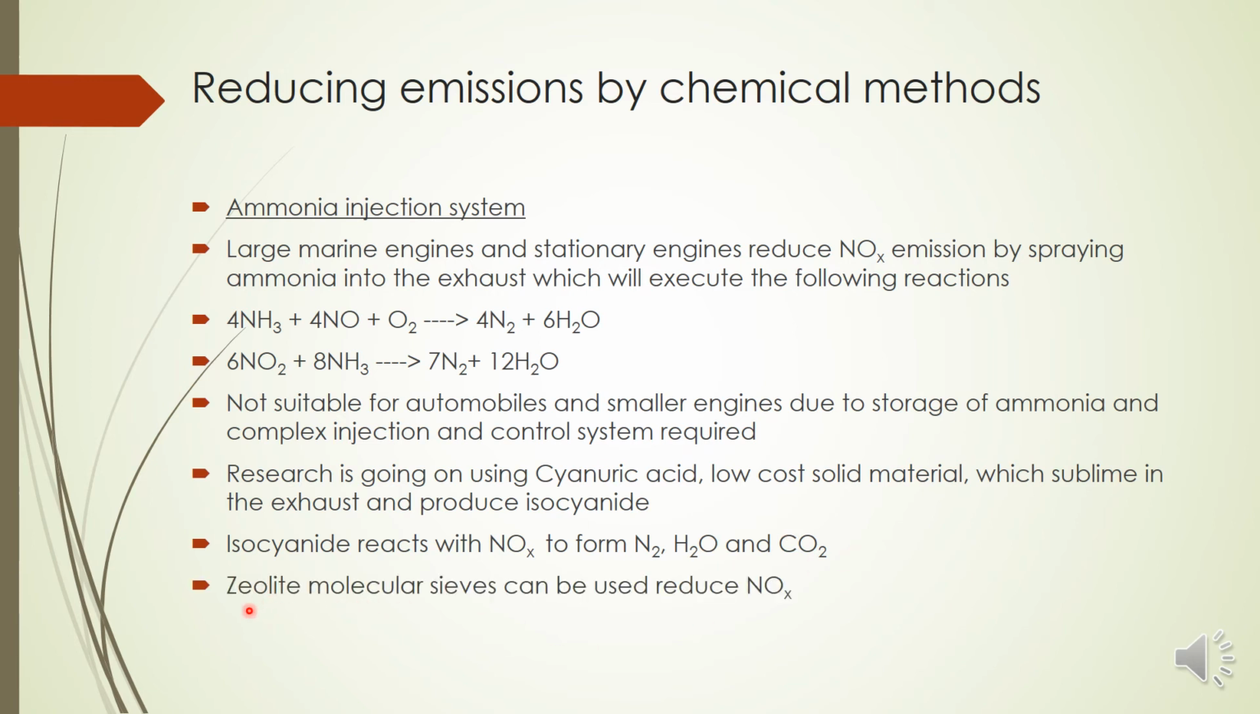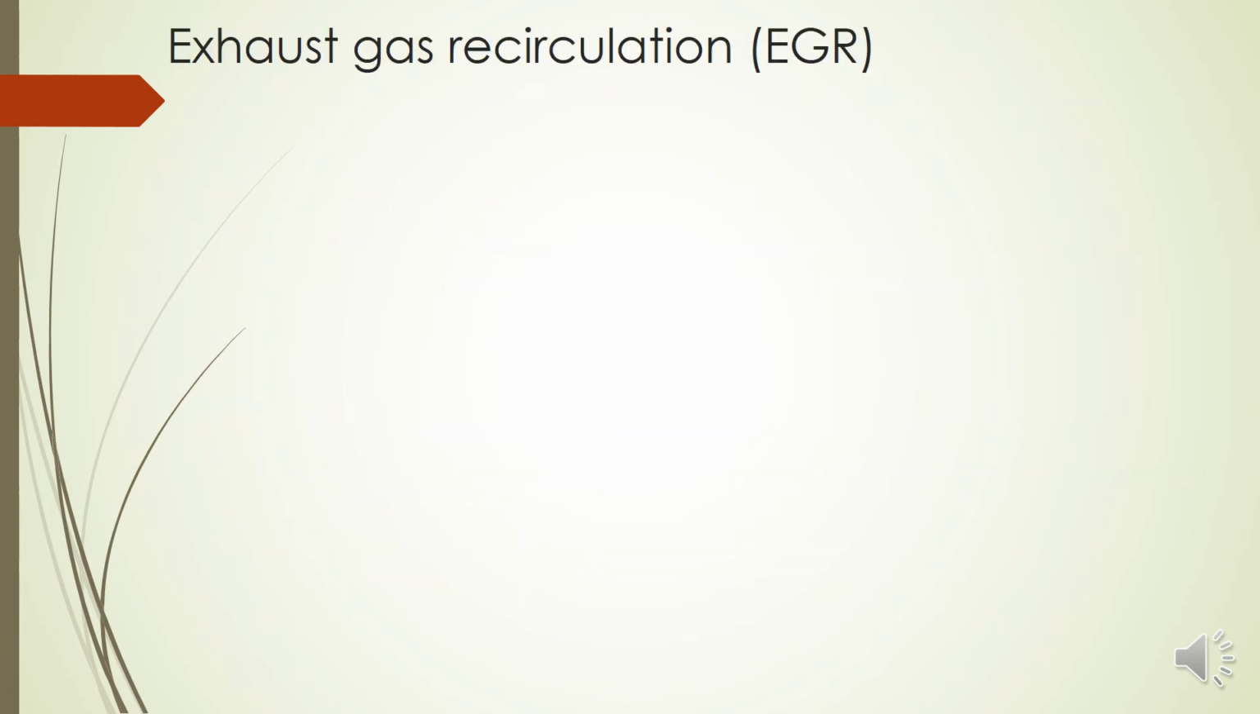Another example is that zeolite molecular sieves can be used to reduce NOx emission. So all these are chemical methods for converting the emissions into harmless products, but these are limited to large engines and special applications only. Now finally we are going to look at exhaust gas recirculation, known as EGR.